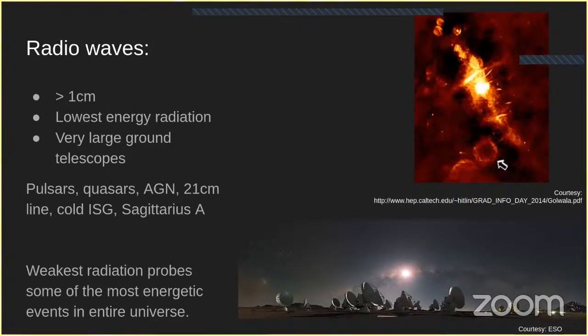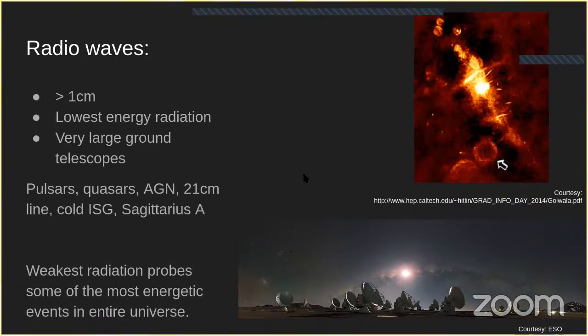The last and the least energetic radiations are the radio waves. These are waves which have wavelength longer than 1 centimeter. Because they have such long wavelengths, they are very low energy radiations. Earth is very transparent to radio waves, so the majority of observations are done by ground-based telescopes. Here you can see a photo of ALMA. ALMA uses the interferometry technique, so there are many different antennas that observe the radiations, and then the data is clumped together.